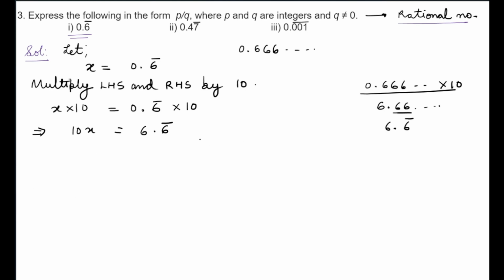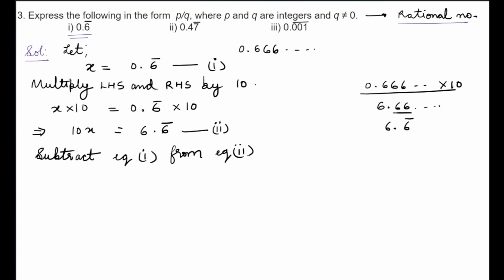Got it? Now mark this as equation number 1 and this as equation number 2. Now let us subtract equation number 1 from equation number 2 and let us see what happens. So on subtracting equation number 1 from equation number 2 we get 10x minus x. So LHS gets subtracted with the value in LHS equal to 6.6 bar will get subtracted by 0.6 bar, right?